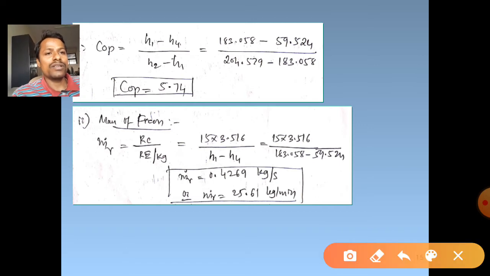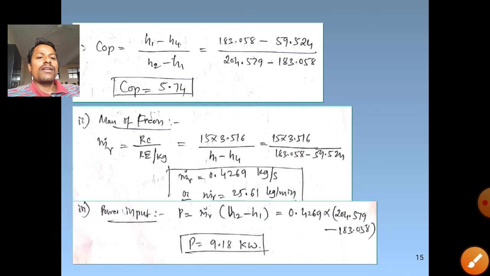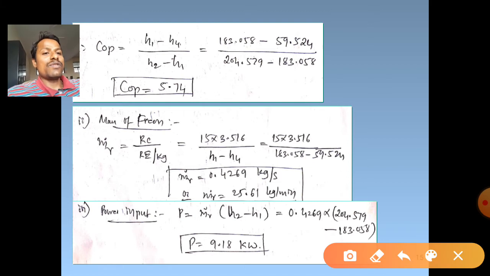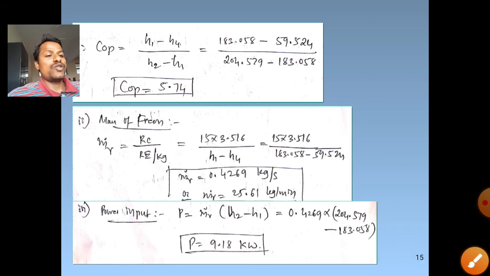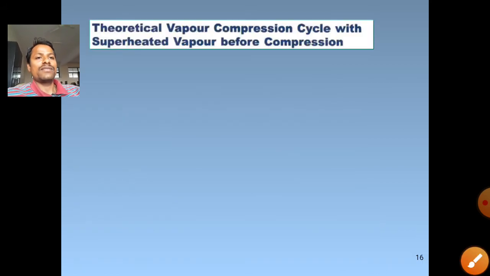Then we substitute the refrigeration effect per kg as H1 minus H4. Then we are able to calculate mass flow rate of refrigerant as 0.4269 kg per second, or finally 25.61 kg per minute. Then power input to the compressor, we know this formula, mass flow rate of refrigerant into H2 minus H1. Mass flow rate of refrigerant in kg per second value is there with us. Then H2 and H1 are already calculated. So, operating the calculator, I am able to calculate input power as 9.81 kilowatt.